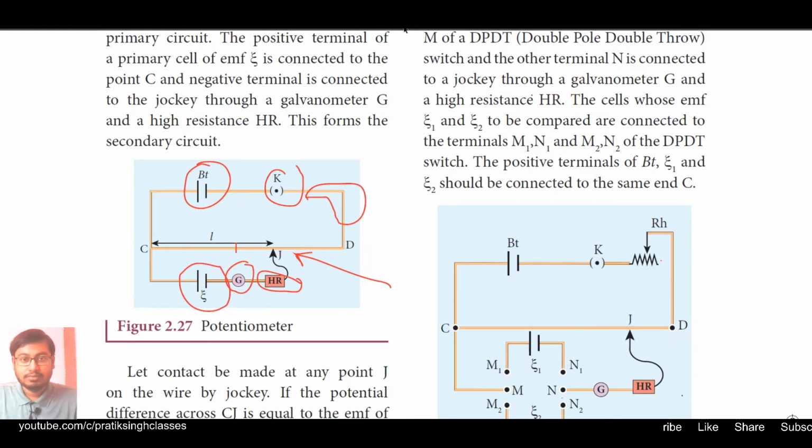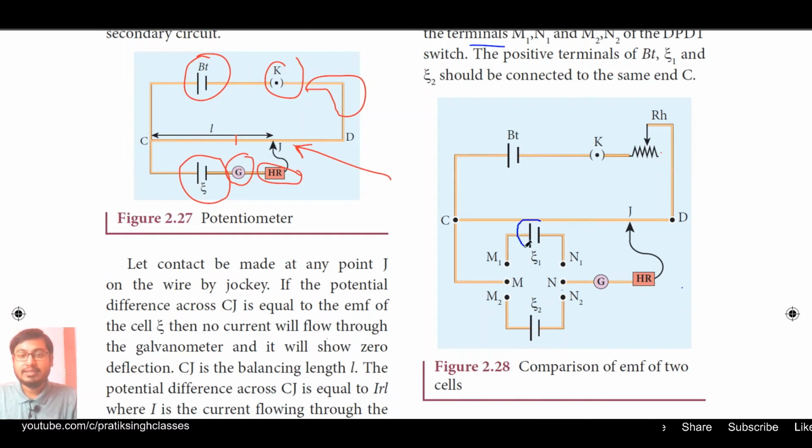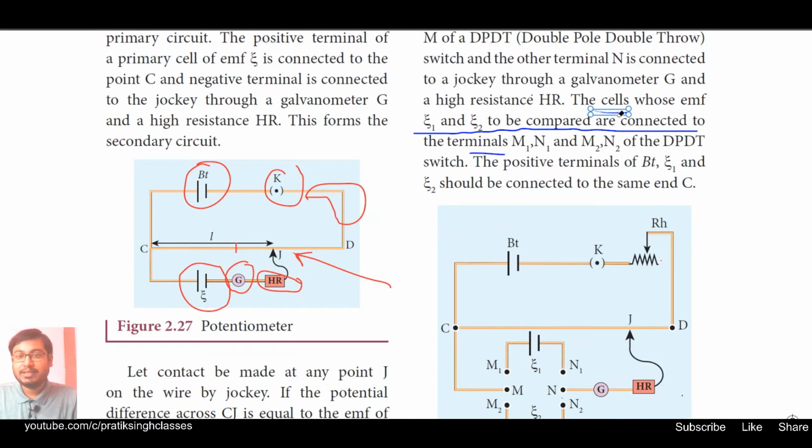Changing the color to blue. Now the cells whose EMFs Xi1 and Xi2 are to be compared are connected to the terminals M1 N1 and M2 N2. Here Xi1 is connected to M1 N1 and the Xi2 cell is connected to M2 N2. The name of the cell is not Xi1 or Xi2. The EMF of this cell is Xi1 and the EMF of this cell, which I am erasing now, is Xi2.